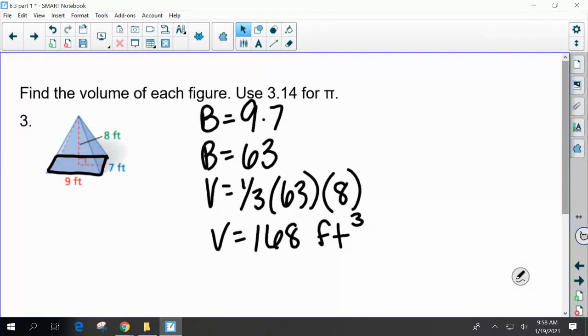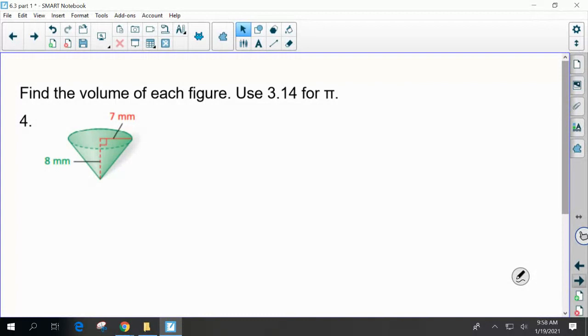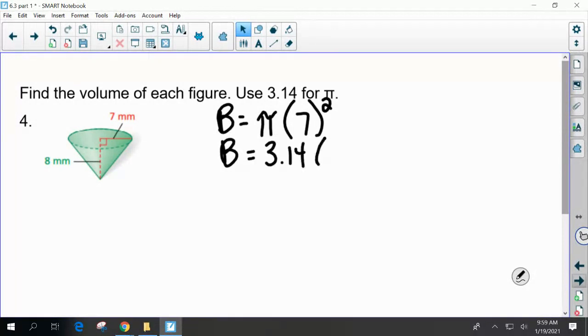Okay, number 4 is a what? It's a cone. So capital B would equal pi times what squared? What's the radius? 7. So pi times 7 squared. So 3.14 times what? What's 7 squared? 49. 3.14 times 49. Okay.